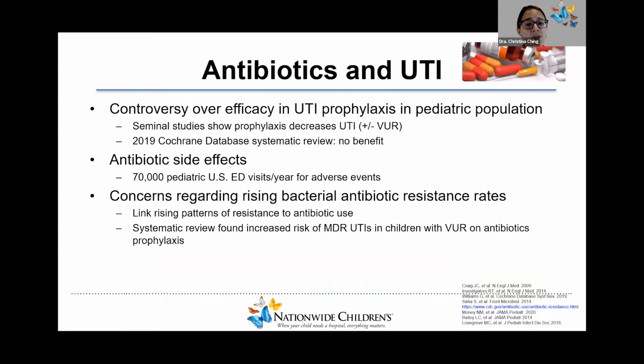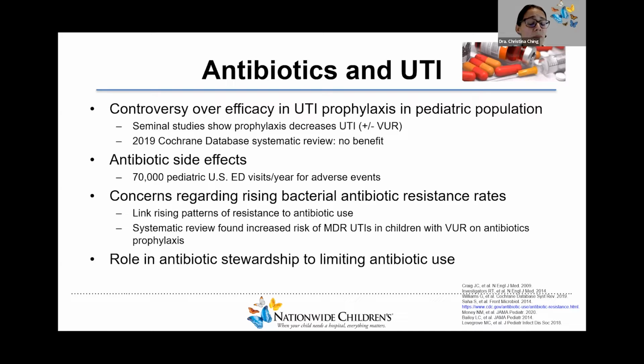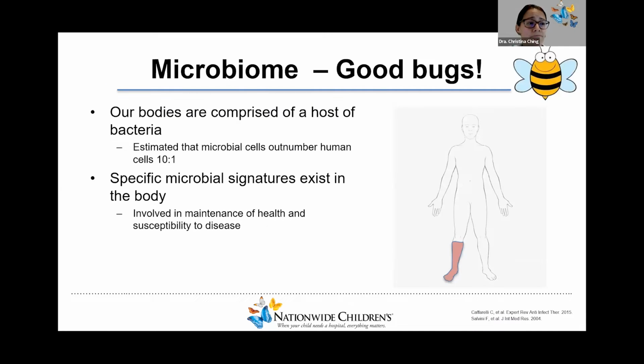In addition, there are risks with using antibiotics. They have side effects, accounting for not an insignificant number of emergency room visits per year in the United States. There are also concerns regarding rising bacterial antibiotic resistance rates, linking rising patterns of resistance to antibiotic use. A systematic review found an increased risk of multi-drug resistant urinary tract infections in children with vesicoureteral reflux on antibiotic prophylaxis. This has led to a push for real antibiotic stewardship and trying to limit antibiotic use and an interest in exploring antibiotic independent means of preventing infection.